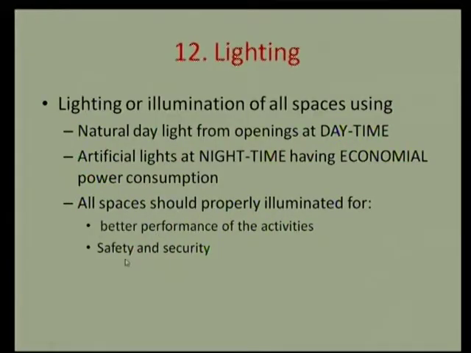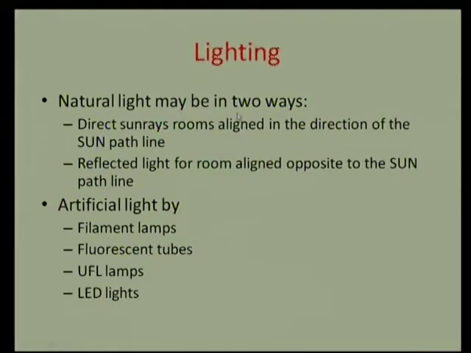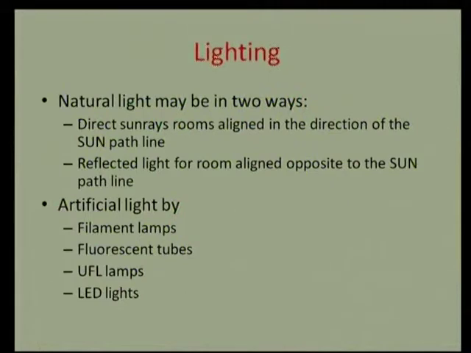So natural light may be in two ways. One is direct sun rays from the rooms aligned in the direction of the sun path line. We will discuss what the sun path line is when we discuss the last principle, the 14th principle, the orientation of the building. You may observe that all the rooms are not getting direct sunlight penetration from the window or door. Some rooms in a particular direction of the building only get the sunlight, because the sun path has a particular movement and direction at a particular place. The direction or path of the sun varies at different places.